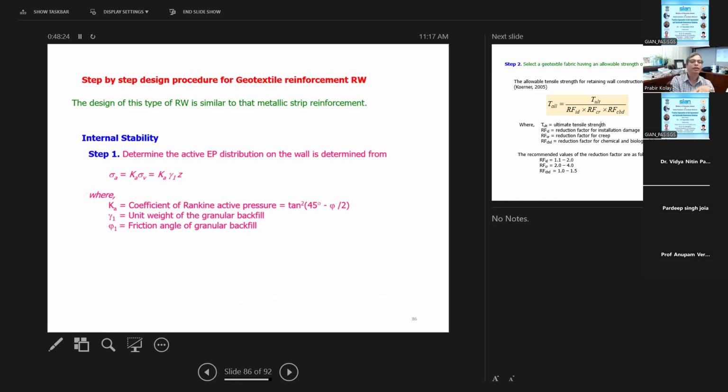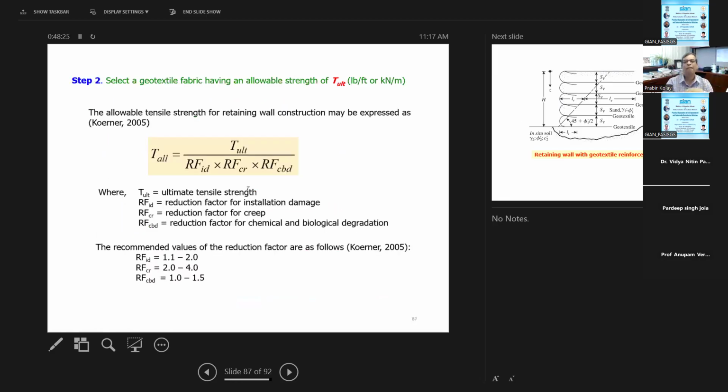But the only thing is, again, this is the allowable tensile strength. You can find it from the ultimate tensile strength. And then you also need to find the reduction factor for installation damage. Sometimes because of this geogrid or geotextile material, when you're installing, it may create damage. So that's why you need to apply some reduction factor due to creep, reduction factor due to chemical and biological degradation, and all these factors. There is a standard value from Koerner 2005, so you can find that.